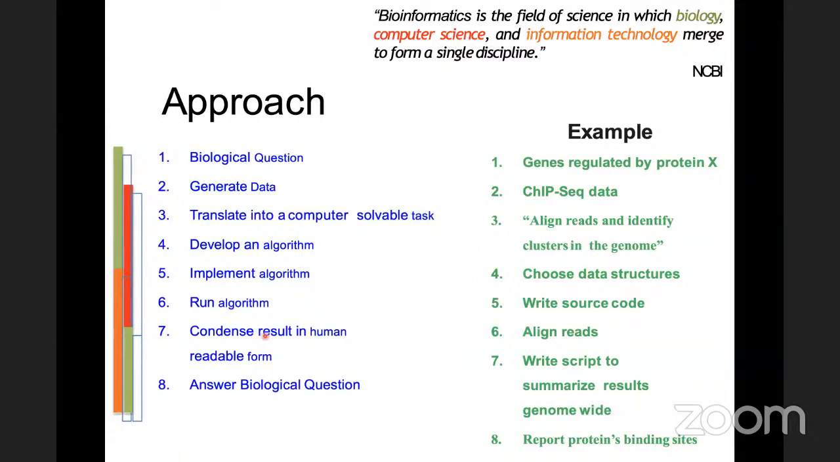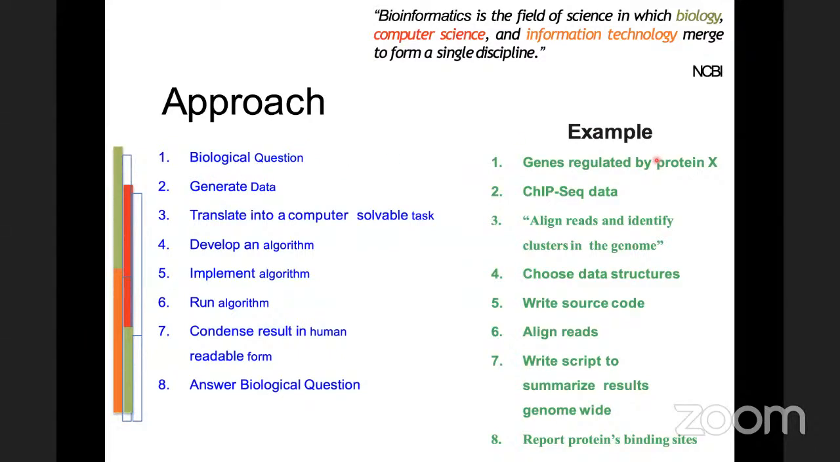So as an approach, let's say this diagram depicts how you can approach a biological question. You generate data, and then the data is translated into computer work, using software to address it. If that problem is new and the software is not available, then the role of a mathematician comes in, who develops an algorithm, implements it and runs it. After that, a new software or script can be developed, which will address this biological problem using the generated data.